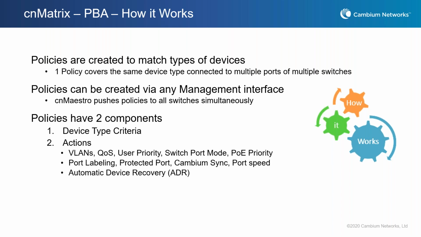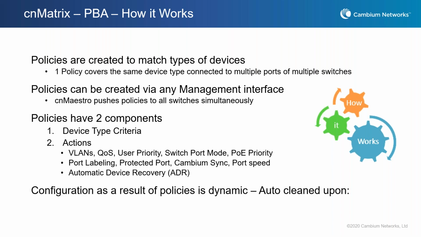Now the actions: once you match a device, what actions do you want performed? Well, we can do any of these actions within the policy, so automatically: VLANs, QoS support, security items, user priority, the PoE priority, port labeling. Any of these things we can support as one of the actions for your PBA policy. And again, what I said earlier, the configuration that happens as a result of one of these policies is dynamic. So when you remove that device from the port, this configuration is automatically cleaned up.